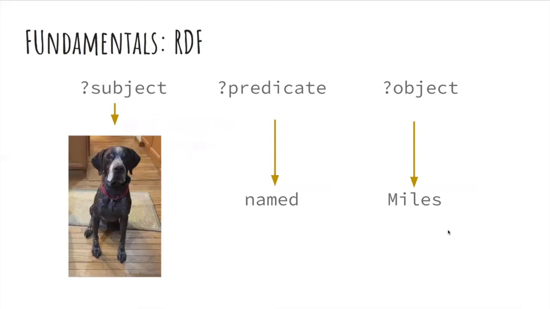So let's begin with the fundamentals of RDF. In RDF, everything is about the statement. The statement includes a subject, predicate, and object. The subject is the thing being talked about. So in this case, my dog.